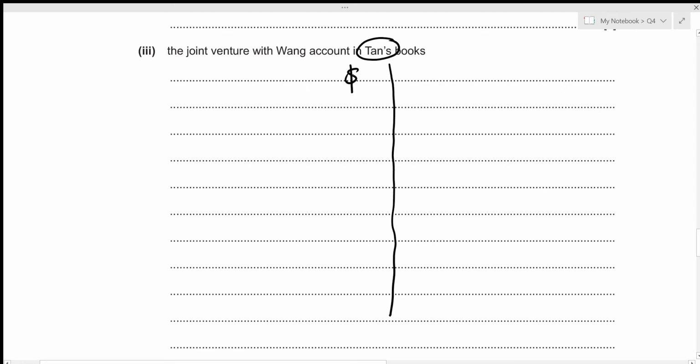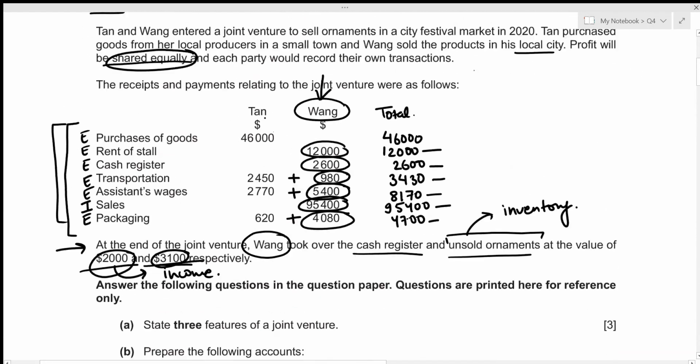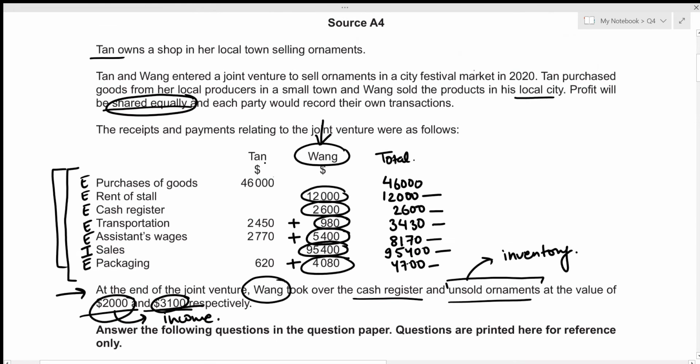This is the debit side, this is the credit side. Again, we record our expenses relating to Tan on our debit side, whereas we record the incomes relating to Tan on our credit side. So let's have a look at the above information. We are now preparing the joint venture account in Tan's books, meaning that we only view Tan's receipts and payments. So we are only concerned with this particular column.